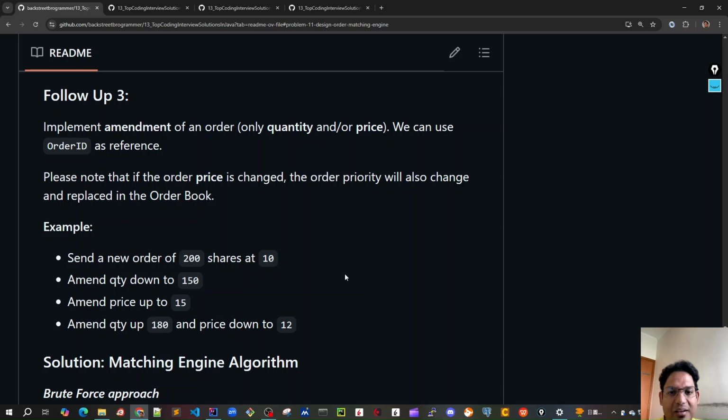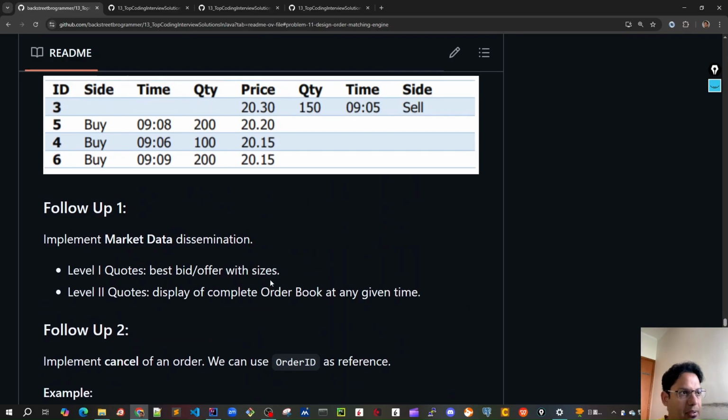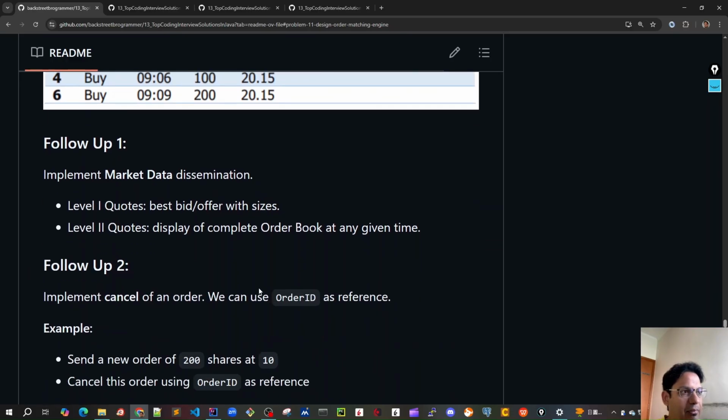Hello friends, let's continue our discussion about designing an optimal matching algorithm. We started with our very first approach using linked list as our data structure. So far, we have already implemented the matching algorithm just using linked list. And then we also implemented in our previous videos the follow-up one, in which we were able to disseminate market data for level 1 and level 2.